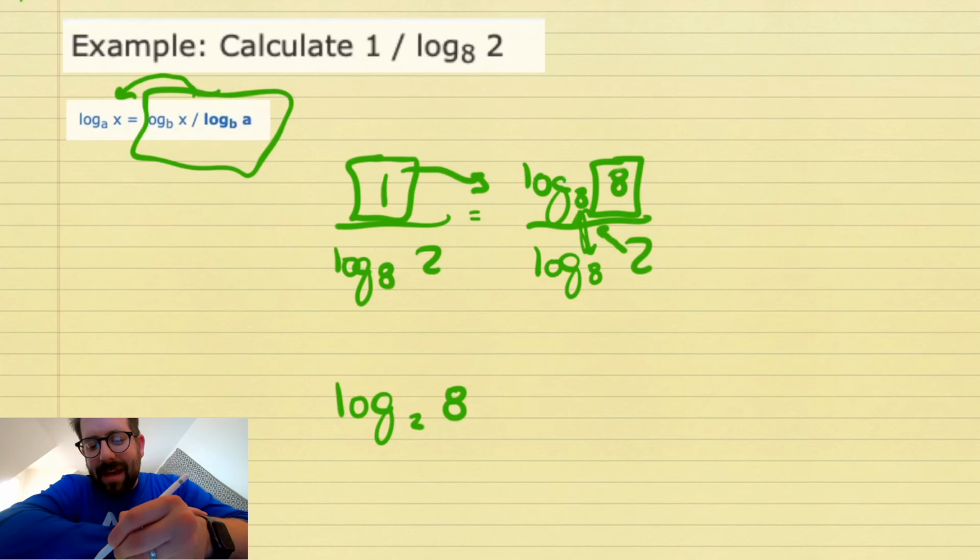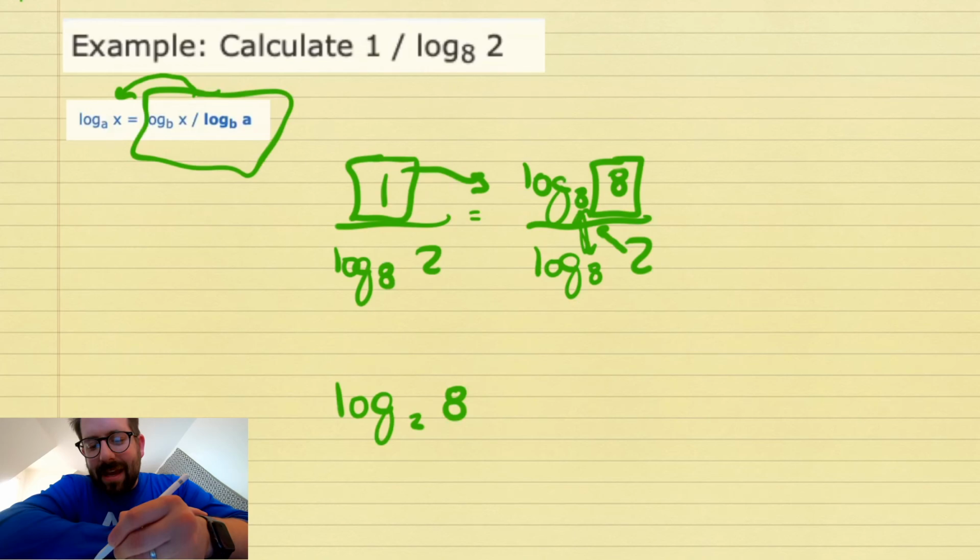Well, why I'm doing that is because this item right here, I can actually solve without a calculator. What power do you put on a 2 that makes 8? That's literally this problem. Well, 2 to the third power makes 8. This is the answer for this problem. It should be 3. That's the answer.